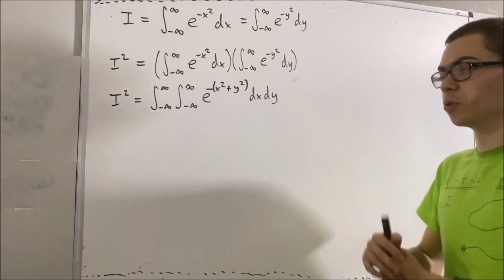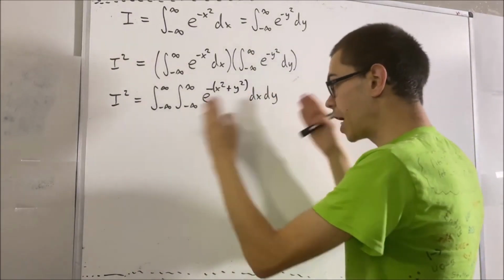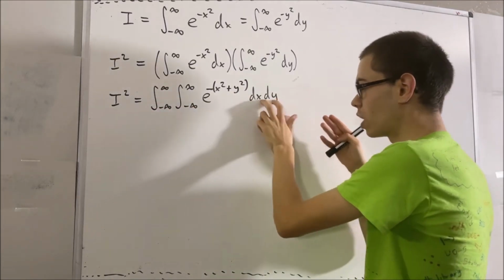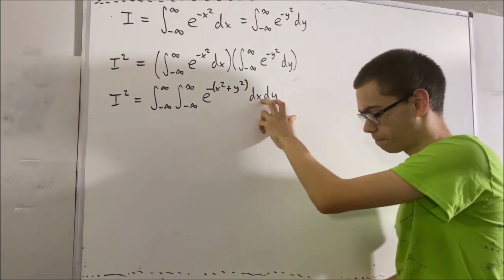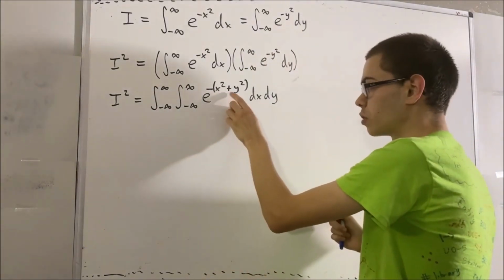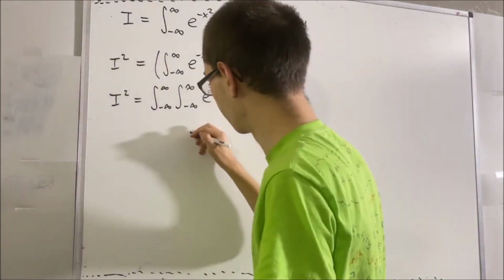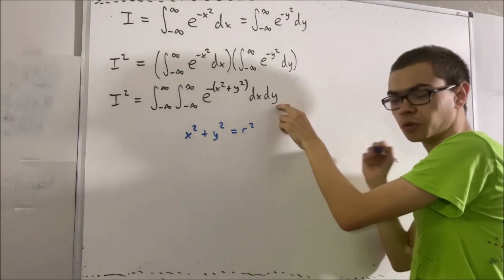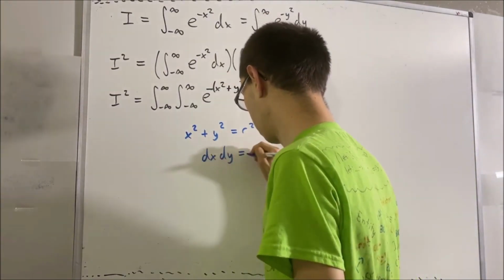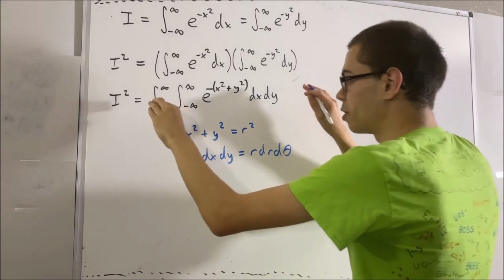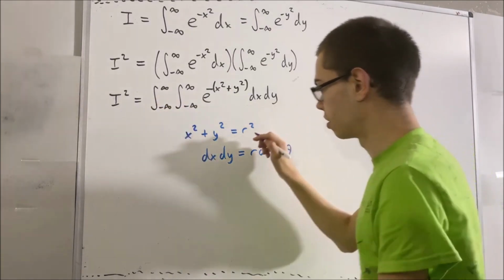Now, what we're going to do is change this to polar coordinates. We're going to convert x and y to r and theta. If you recall from polar coordinates, we know that x squared plus y squared is equal to r squared. And dx dy is equal to r dr d theta. And so we're going to use these two facts to re-express our double integral into polar coordinates.